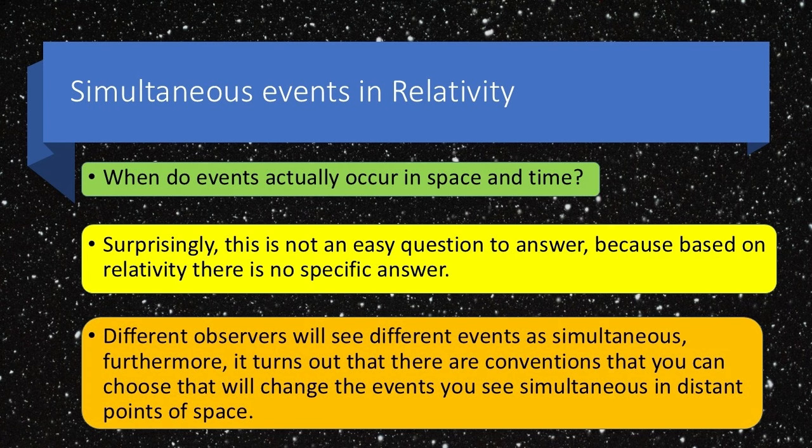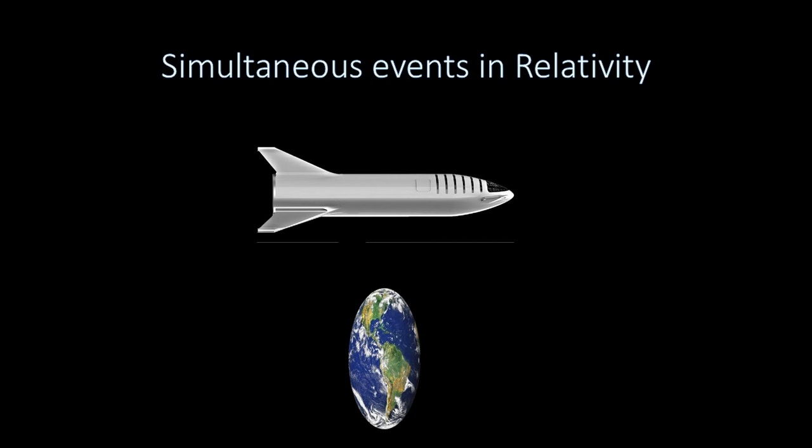Different observers will see different events as simultaneous. Furthermore, it turns out that there are conventions that you can choose that will change the events you see as simultaneous in distant points of space. If a spacecraft passes by the Earth with a relative speed of nearly the speed of light, from the perspective of someone on board the ship, two flashes occur at the same time.